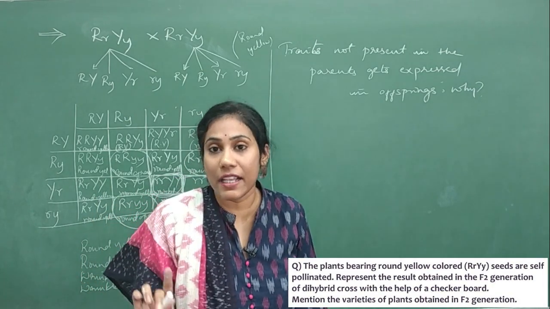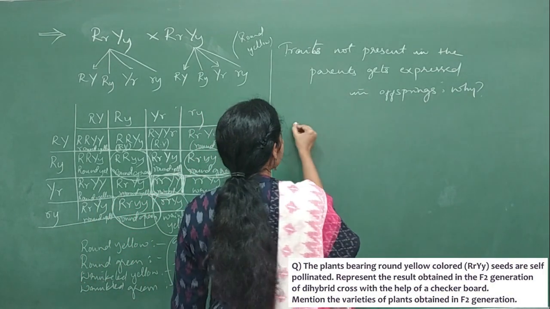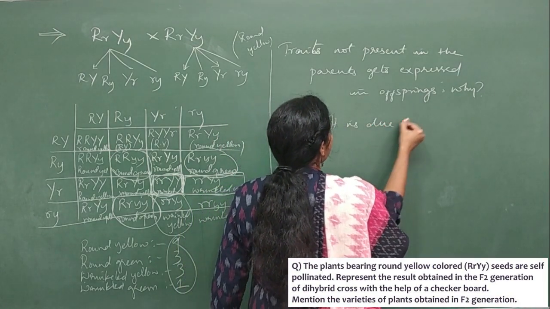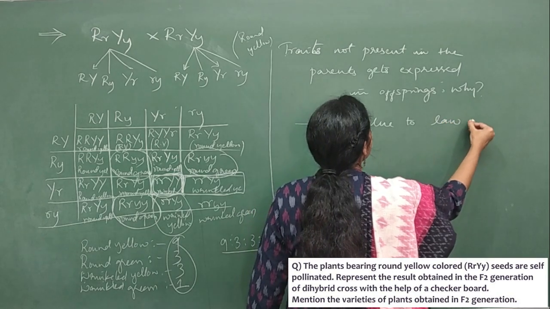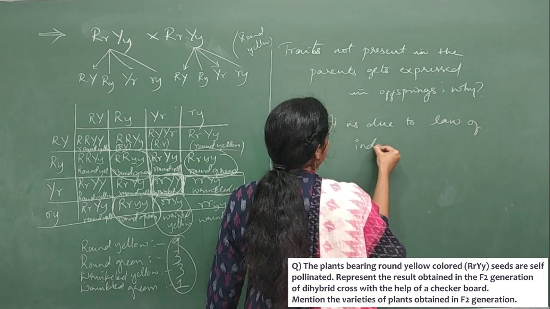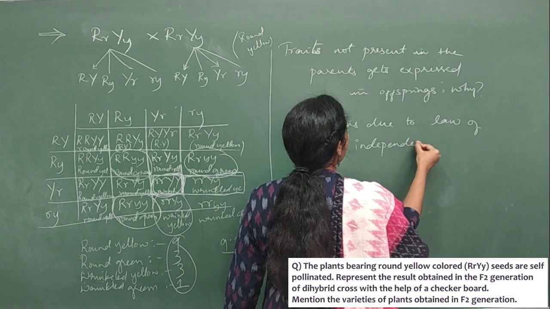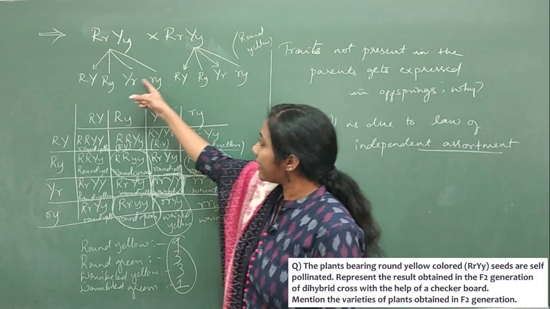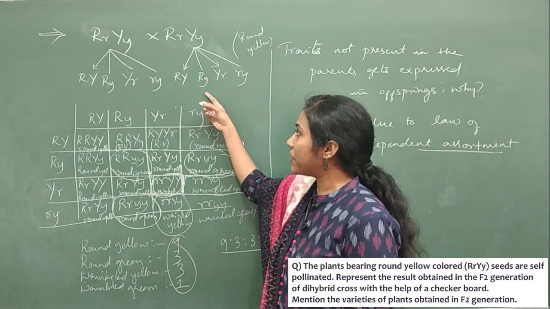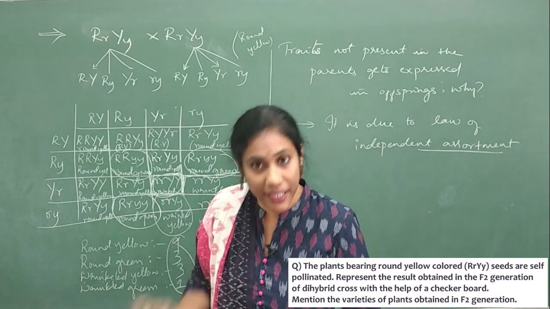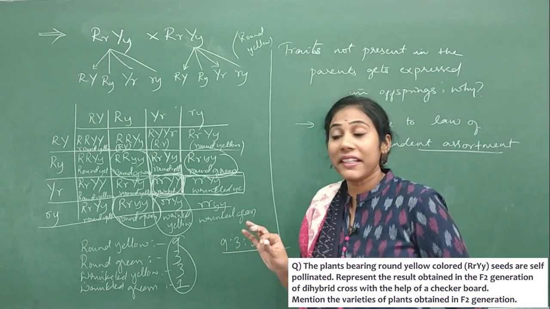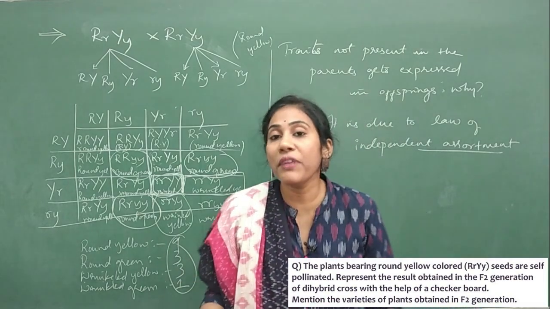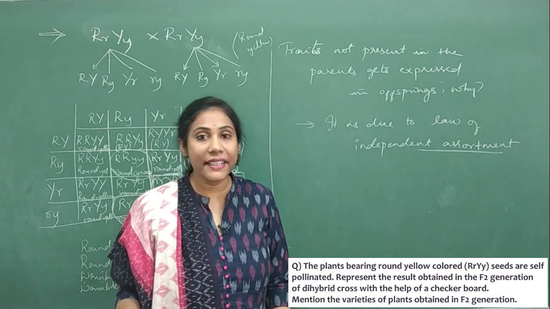It is all due to one important Mendel's law, that is, Mendel has given a law of independent assortment, right? So what is the reason? What is the answer for this question? It is due to law of independent assortment. So what do you mean by law of independent assortment here? The alleles get separated during gamete formation and they independently combine, right? Independently combine to give various types of plant.